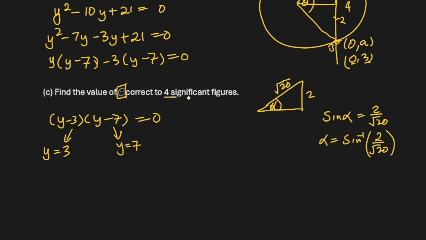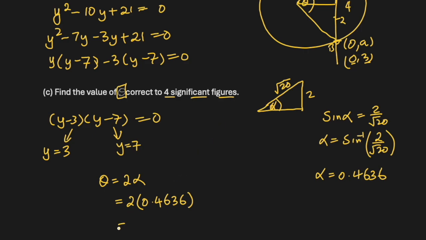What I'm getting here is 0.463, and we want 4 significant figures. So alpha is 0.4636, but theta, which is 2 times alpha, will be equal to 2 times 0.4636, which will be 0.9272. Four significant figures. We got our theta as well.